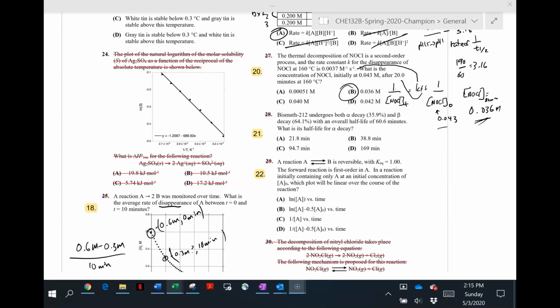We'll pick up with problem 22, looking at this reaction, and we see that the reaction is first order in A. If we initially contain only A, which plot is going to be linear over the course of the reaction? For first order, that's going to be the ln A versus time plot, I think.